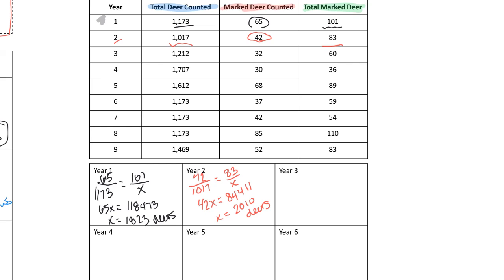All right. I want you to do all the way up to year 6. So I want you to do 3, 4, 5, and 6 for me. Pause and do 3, 4, 5, and 6. For year 3, I'm going to write out the proportion. For the last 3, I'm just going to write out the answers.